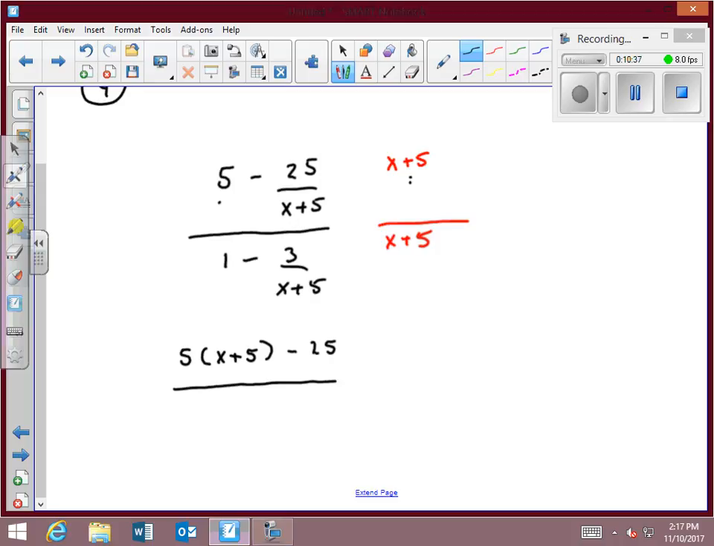What am I going to have first? 1 times what? See that 1 right there? Times x plus 5, right? Then minus, that minus right there. And then what are we going to have? Just 3, right? Wouldn't it be? See, this x plus 5 and that x plus 5 in the denominator would cancel. Is that right, Whitney?